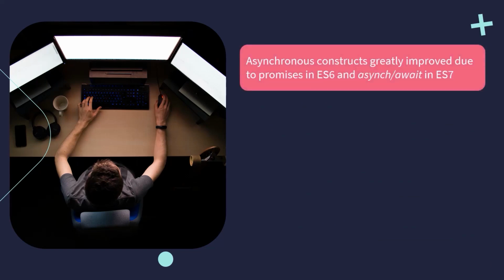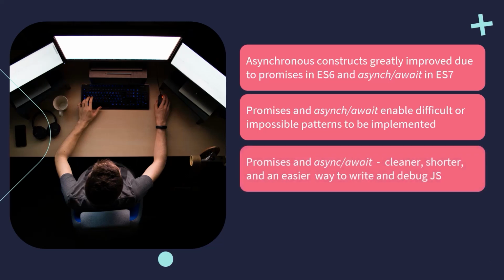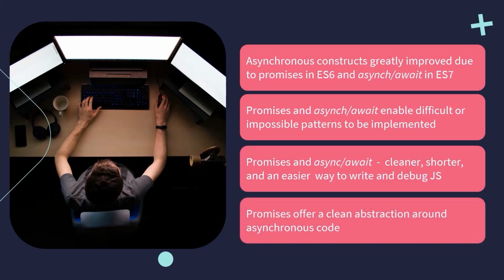Mastering asynchronous behavior inside the single-threaded JavaScript runtime has long been an imposing task. With the introduction of promises in ES6 and async await in ES7, asynchronous constructs in JavaScript have been greatly improved and enhanced. Not only do promises and async await enable patterns that were previously difficult or impossible to implement, but they engender an entirely new way of writing JavaScript that's cleaner and shorter and easier to understand and debug. Promises are built to offer a clean abstraction around asynchronous code. They can represent an asynchronously executed block of code, but they can also represent an asynchronously calculated value.